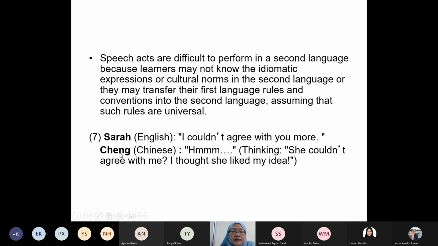But when Sarah says this to her classmate, Cheng seems to be thinking, not quite understanding what Sarah means. Thinking, she couldn't agree with me. I thought she liked my idea. Cheng would focus on couldn't, so he couldn't understand why Sarah couldn't agree with him, failing to notice that more negates the couldn't. So a puzzled Cheng is thinking, she couldn't agree with me, I thought she liked my idea. But actually, the adverbial more is cancelling out the negation by couldn't. So these are cultural things that a learner of the language needs to learn when learning the language of that culture.